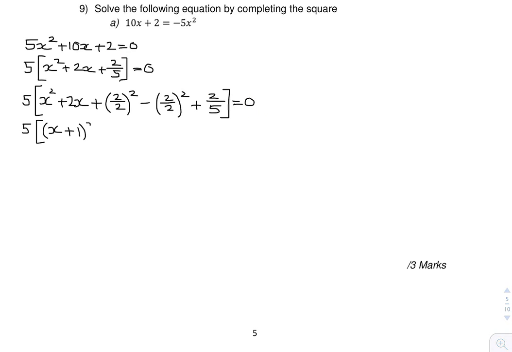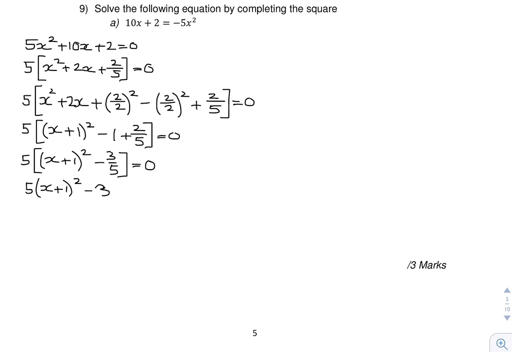We can now take the first 3 values, x squared plus 2x plus 2 on 2 squared, and factorize this down to x plus 2 on 2, or x plus 1 squared. This is a difference of perfect squares. The minus 2 on 2, or minus 1 squared, plus 2/5 won't change.